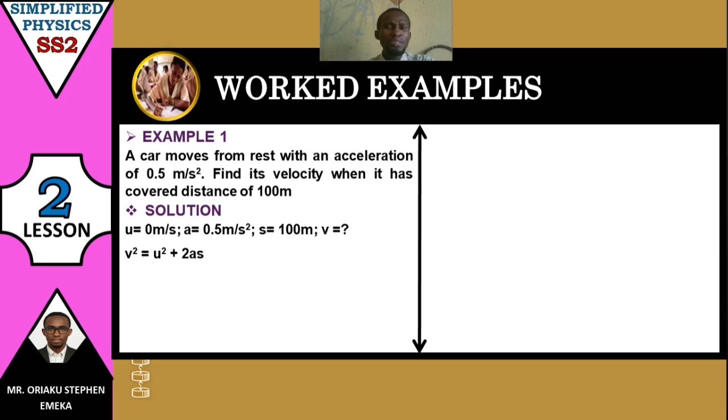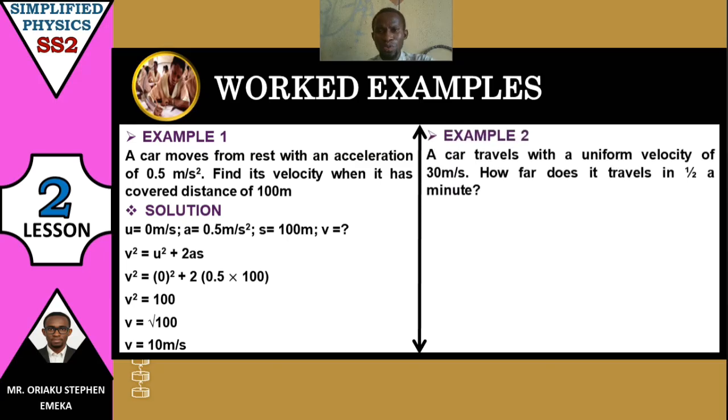So inputting these values into this equation, U squared becomes 0 squared plus 2 times 0.5 times 100. So V squared will give us 100. So we have to square root both sides. V is going to be the square root of 100, which is 10 meters per second. So the velocity of the car when it has covered a distance of 100 meters is 10 meters per second.